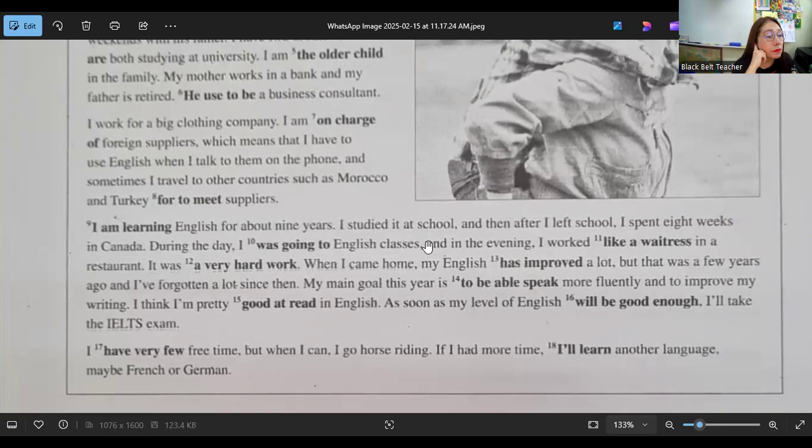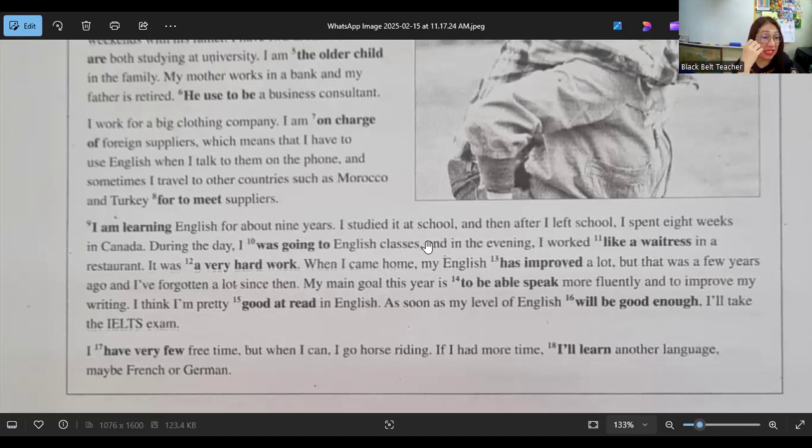I'm studying English for about 9 years. I studied at school, and then after I left school, I spent 8. Number 9 is not correct, the way you correct it. I'm studying. No, you don't change the verb. Learn is okay. So I learned. Continue. I learned English for about 9 years.